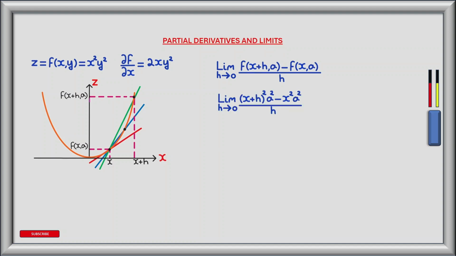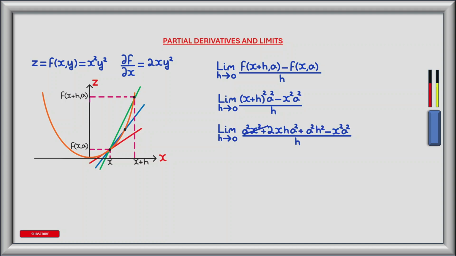So plugging these values into the function x²y², we get the limit as h tends to 0 of (x plus h) all squared multiplied by a squared, minus x²a², all divided by h. Expanding this out, we have the limit as h tends to 0 of a²x² plus 2xha² plus a²h² minus x²a², all divided by h.